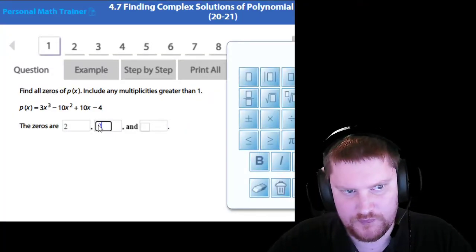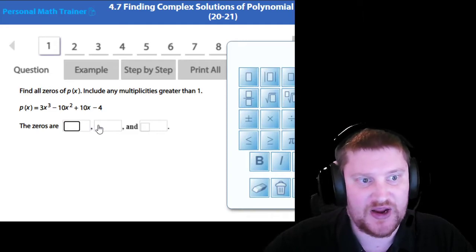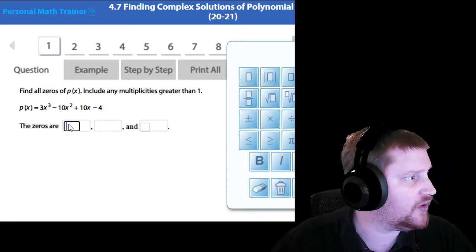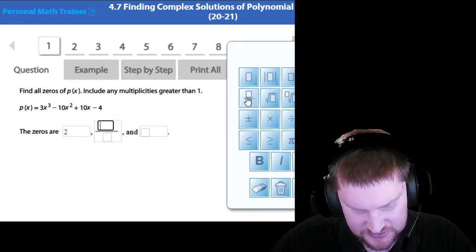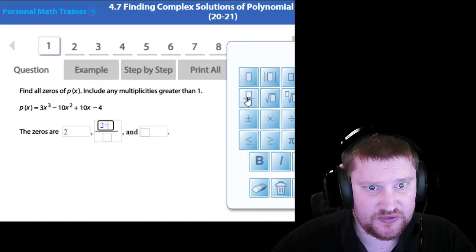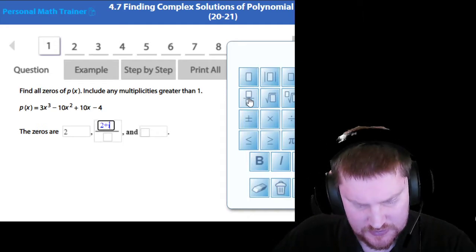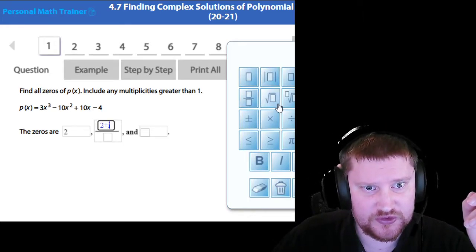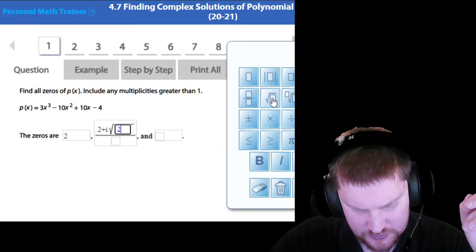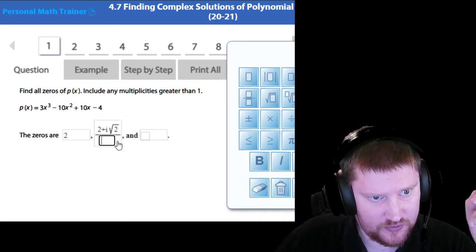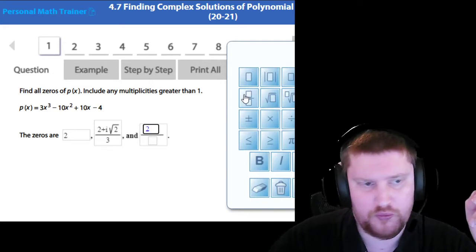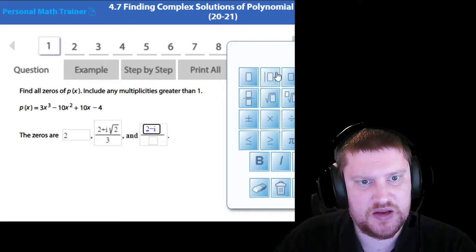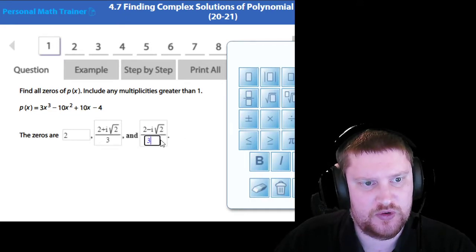So let's go ahead and go back to HRW. This first one was 2. And then we're going to have a fraction, 2 plus i square root of 2 over 3, and the fraction 2 minus i square root of 2 over 3.